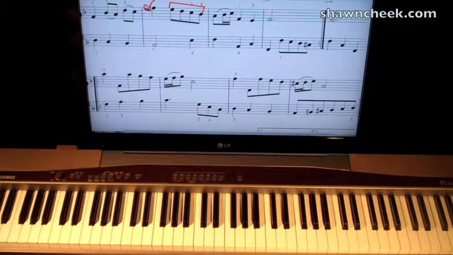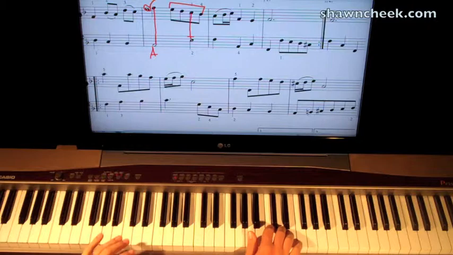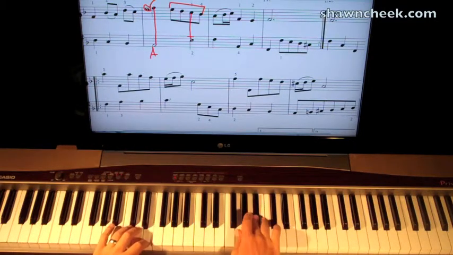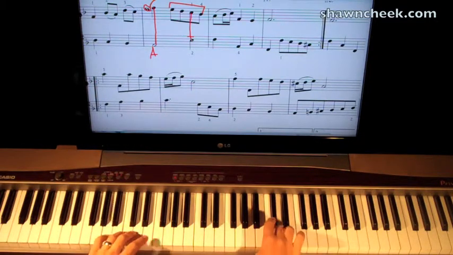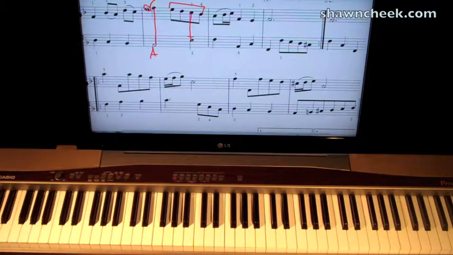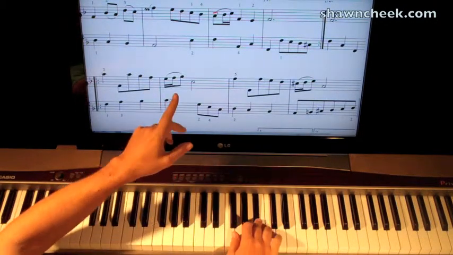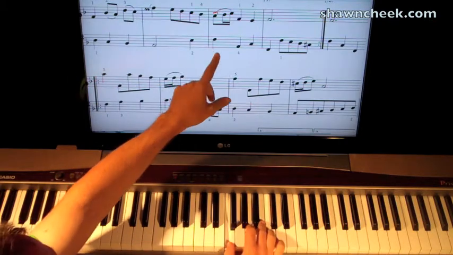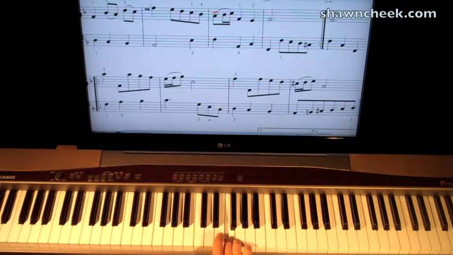So, left hand's going to have an A, and then up to an E here. A and then E. Put our hands together, and then we have 1, 2, 3, and again. Alright, a little bit more, and then we'll wrap it up for this free part 1. A, and then B flat, C, and then F, and then E, and then F.